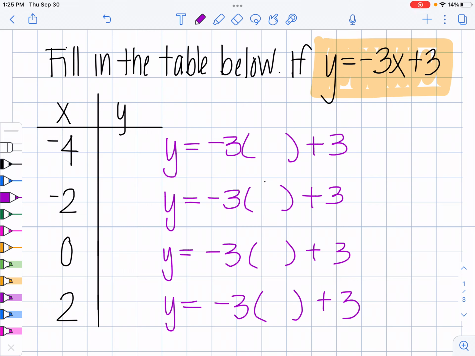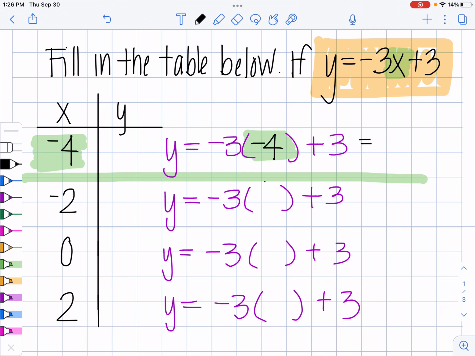And then you want to look at this and say, okay, in this row here, they tell me that x is equal to negative 4. So in this part, only here, wherever I have an x in my equation, which is where I left my skeleton, I'm going to plug in a negative 4. Then I'm going to evaluate. Negative 3 times negative 4 is 12, and 12 plus 3 is equal to 15. So this value right here would be 15.